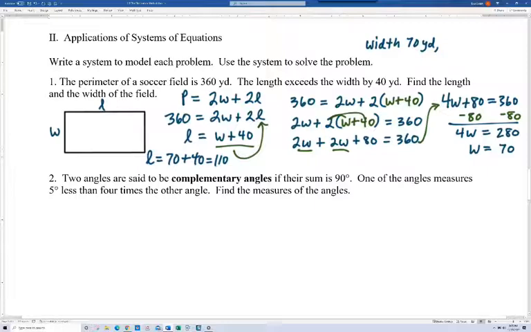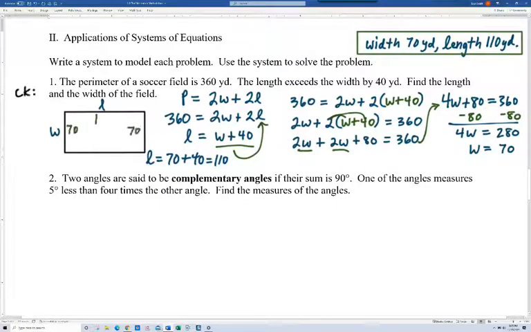Now let's check this. One of the things I would encourage you to do with all the word problems, and really with the systems as well, is you can always check your answers and make sure that they work. So first of all, you can see that the length 110 is 40 more than the width, so that part's true. But as far as perimeter is concerned, I just put the answer up there. So if we add up the 4 sides, do we get 360? I went ahead and did that, and you do get 360, and so this does check.